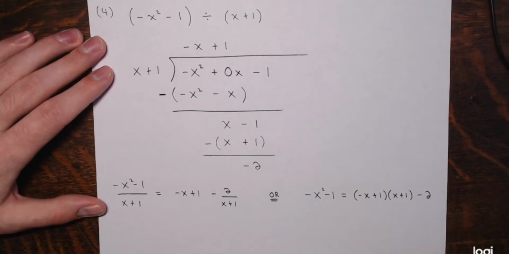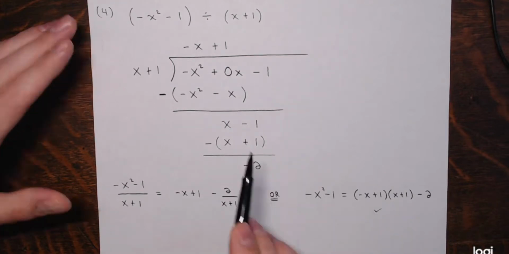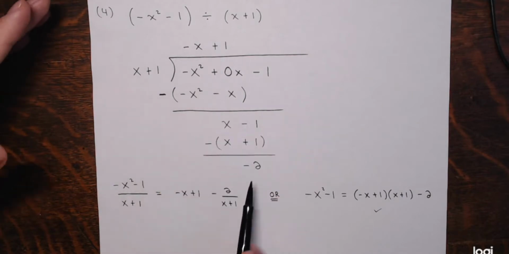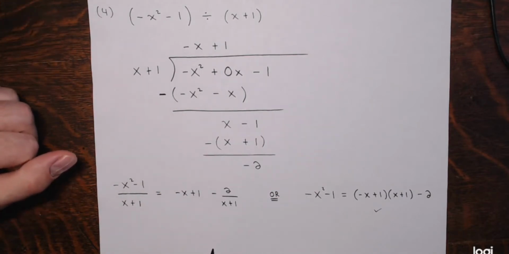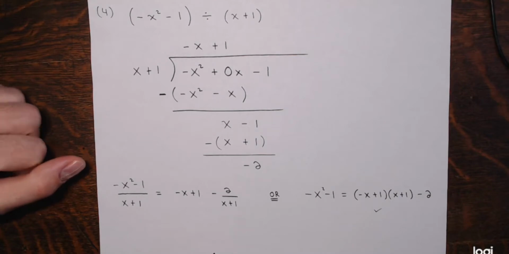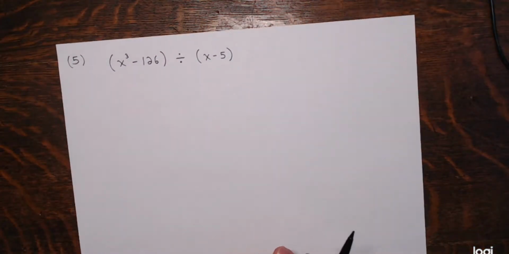Alright, well, negative x plus 1 times x plus 1, again, you check this. This would end up being just 1 minus x squared, or negative x squared plus 1, and then minus 2 would make it negative x squared minus 1. That works. So this quotient and this remainder are correct. Great. Alright, looks like I got just 2 more examples. Just 2 more.